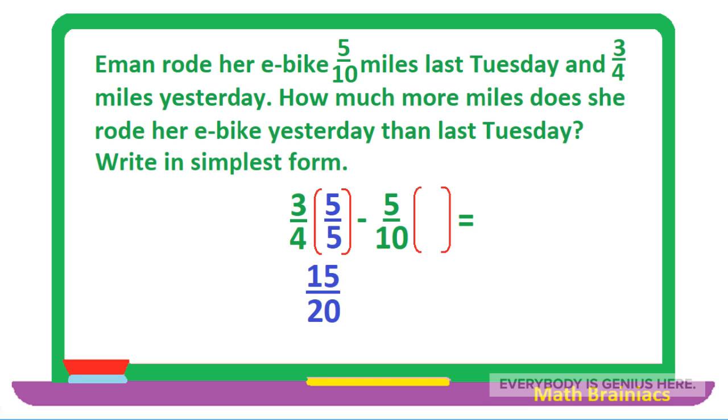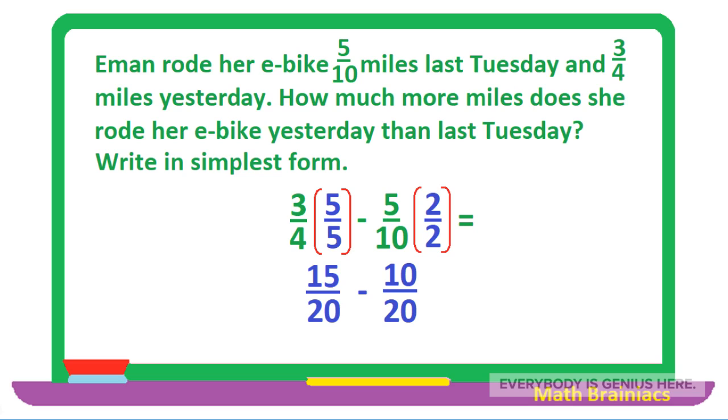Now, we are going to look for the factor of 10 so that it will become 20. Correspondingly, we are going to multiply 5/10 by 2/2 so that we are going to make the denominator equivalent to 20. Therefore, 5 times 2 will give us 10, and 10 times 2 will give us 20.